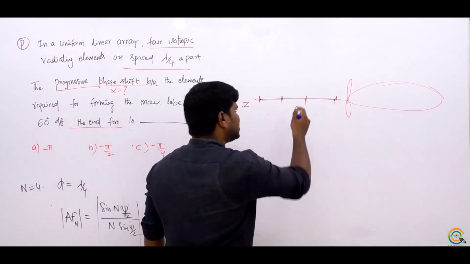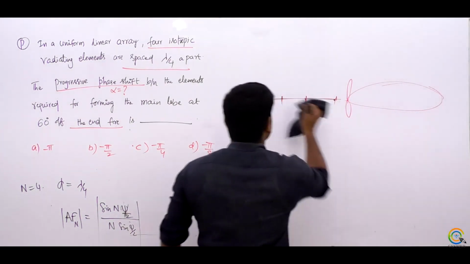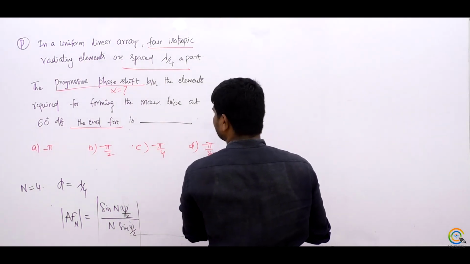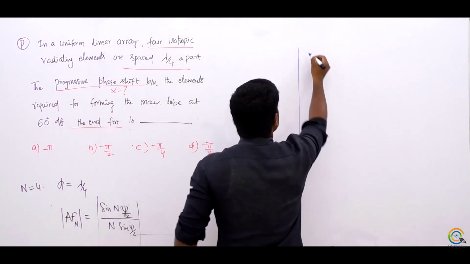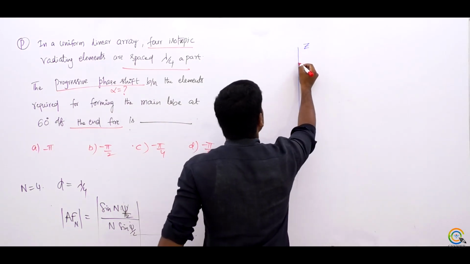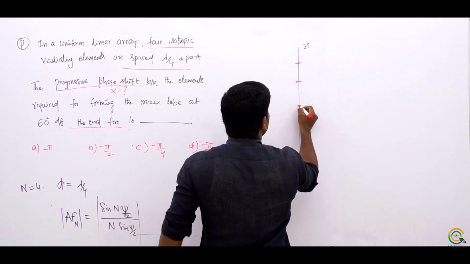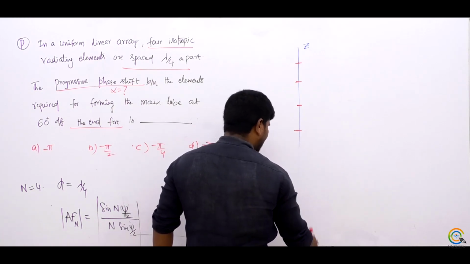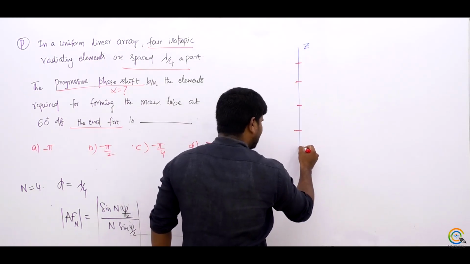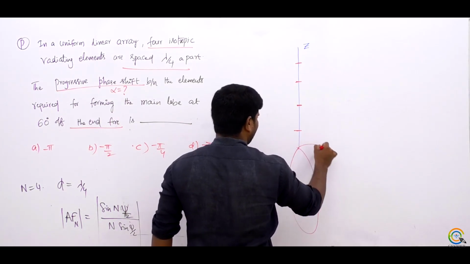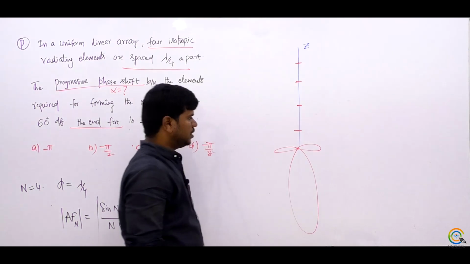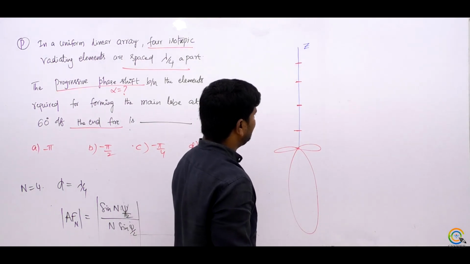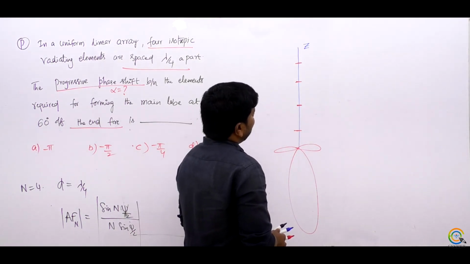Let us suppose the same arrangement is given like this. It is the Z axis, the first element, second element, third element, fourth element. How will the radiation pattern be? The radiation pattern will be in this upward direction, or it can also be in that direction, like this.